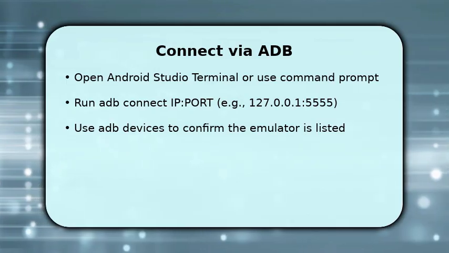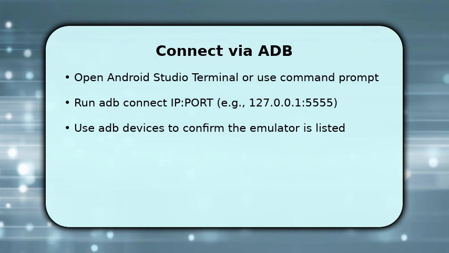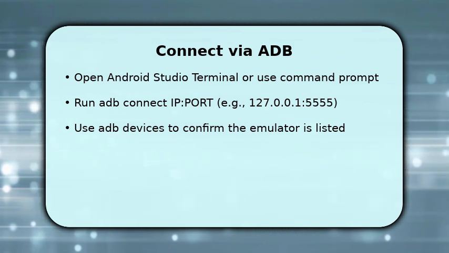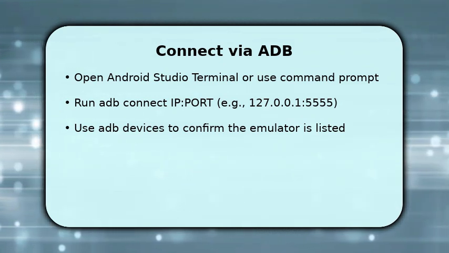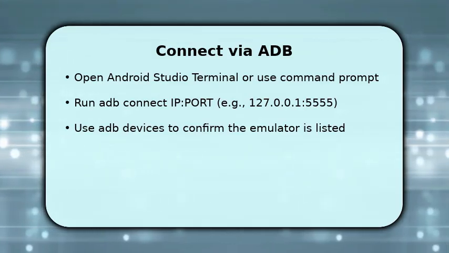Next, run adb devices. You should see a device ID flagged as device. If it shows offline, wait a few seconds and retry adb connect. This step makes BlueStacks appear as a deploy target so you can run and debug apps.